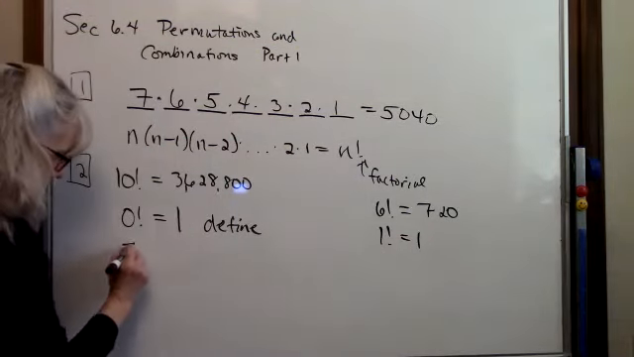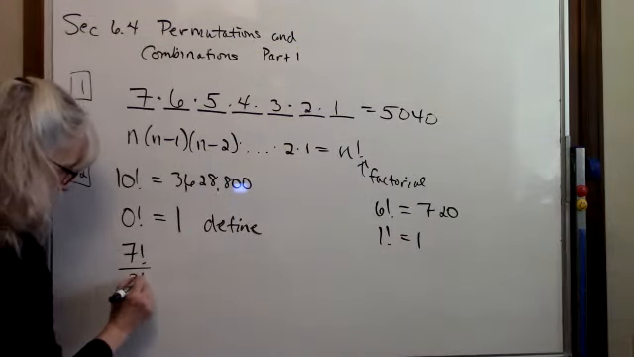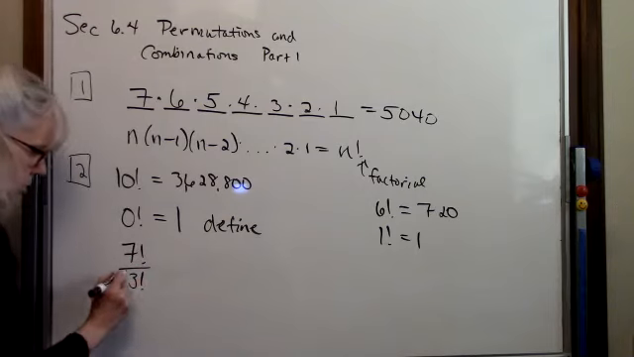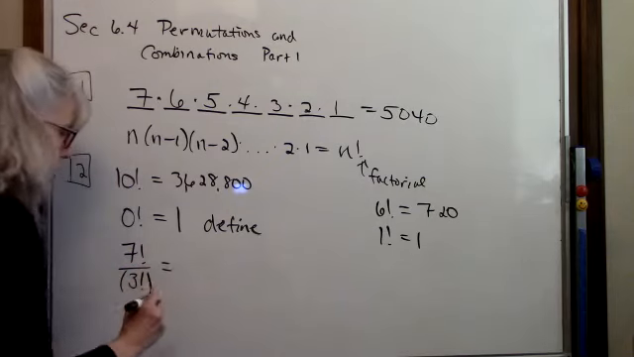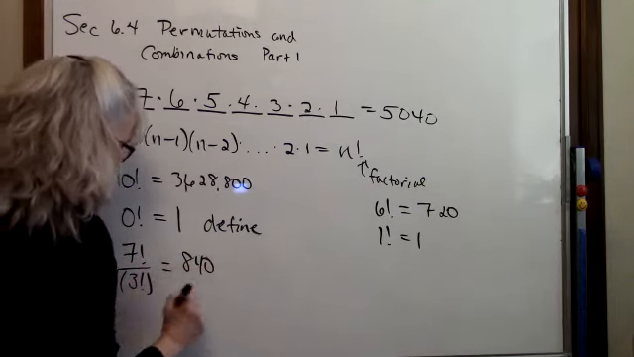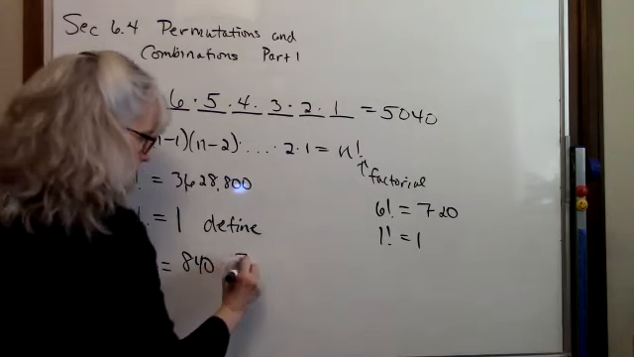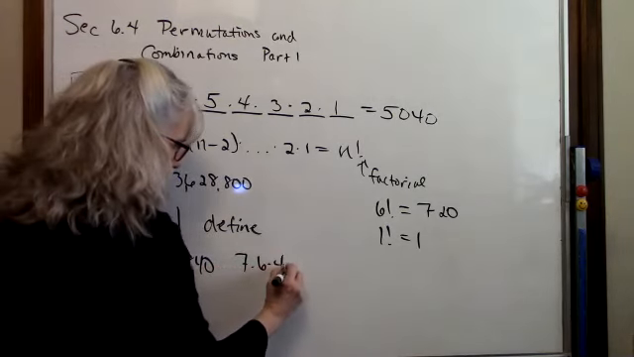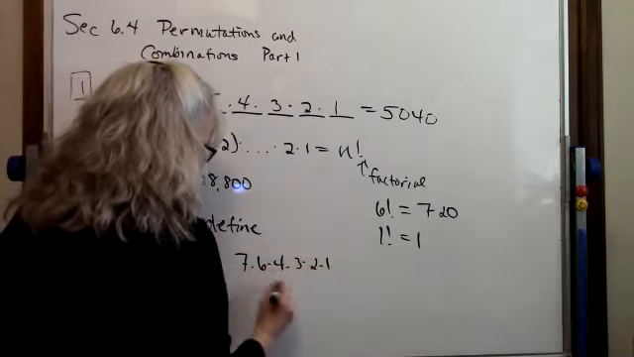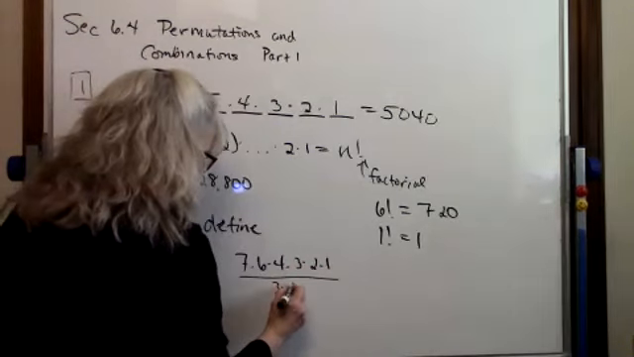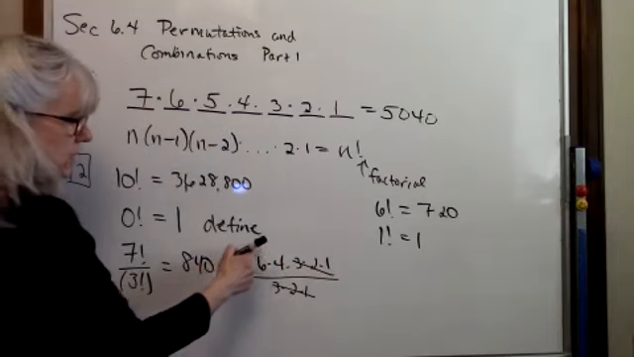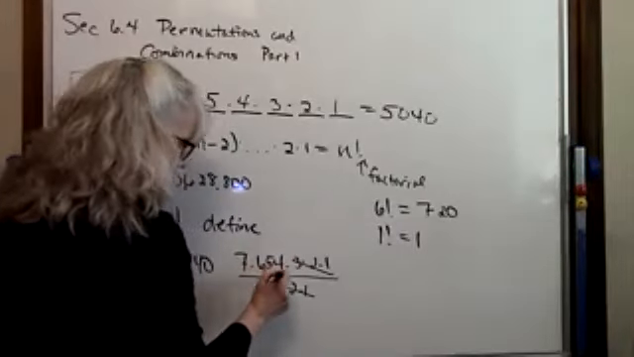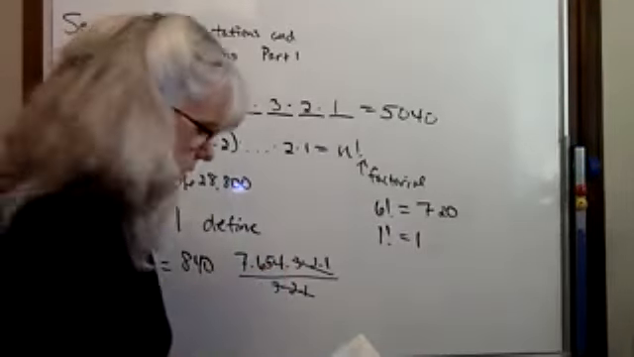Then the next one asks us to figure out 7 factorial divided by 3 factorial. When you go to do this, make sure you put that denominator in a set of parentheses. And what you should end up with is 840. The longhand way of doing this would be to take 7 times 6 times 5 times 4 times 3 times 2 times 1 all over 3 times 2 times 1. Well, these are going to cancel. So you could literally just take 7 times 6 times 5 times 4. And that would also give you the same answer.